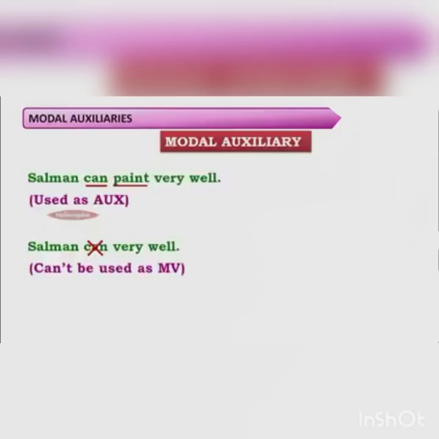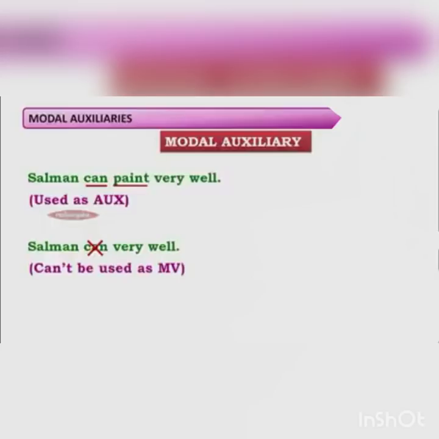In this case, Salman can paint very well. Once again, can paint. Okay. Look at the first verb, can. We know it is an auxiliary verb. So, here can is used as an auxiliary verb. Now, let's take another example. Salman can very well. Now, does this sentence make any sense? No. So, here can cannot be used as a main verb.